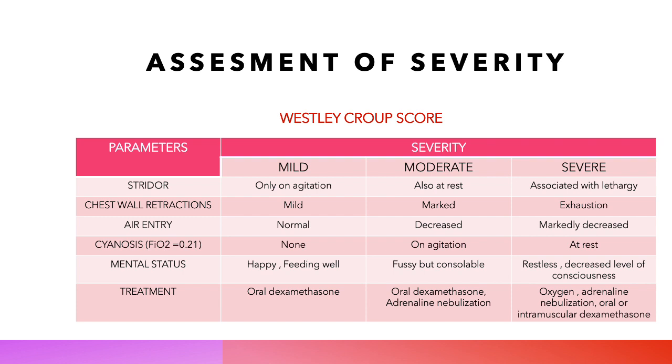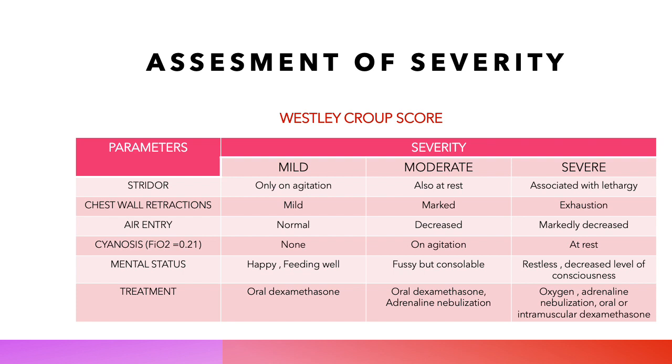So, there are several scores to assess the severity of laryngotracheobronchitis in children. The most commonly used score is the Westley Croup score. It includes points or parameters like stridor, chest wall retractions, bilateral air entry, cyanosis at room air, and mental status of the child, and based upon these parameters, the croup can be classified as mild, moderate, or severe.